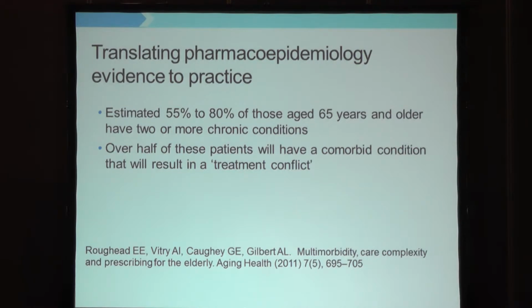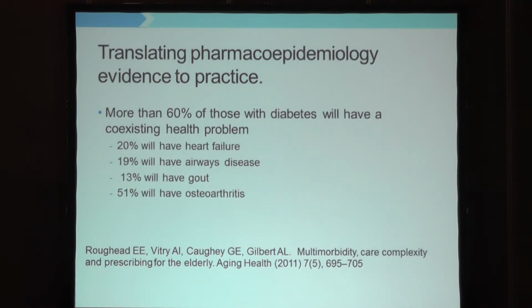But to give a non-steroidal in that setting would be considered a treatment conflict, because it would make the other condition worse. So from the research, we can see that 60% of those people with diabetes have coexisting problems like heart failure, airways disease, gout, and osteoarthritis, 1 in 2. So you can see that there can be often comorbidities that will lead to a drug treatment conflict.